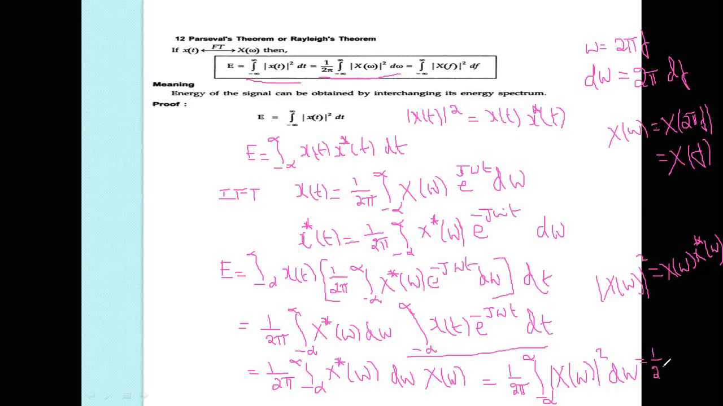1 by 2 pi integral minus infinite to infinite the squared magnitude of x of f into what is the d omega? We got 2 pi into df. Okay, my dear friends, this 2 pi and 2 pi get cancelled. It is equal to the integral minus infinite to infinite the squared magnitude of x of f into df.